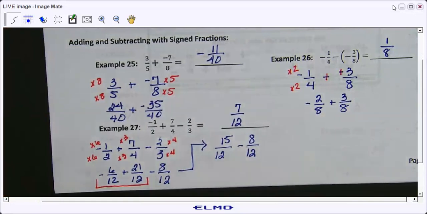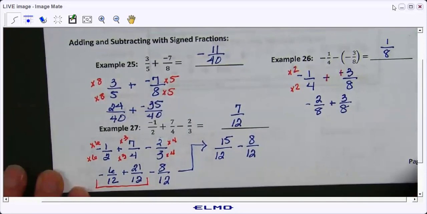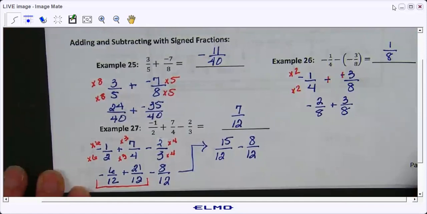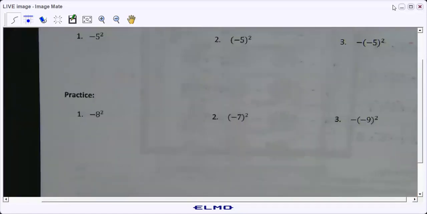Let's move on to page 4. Were you guys able to finish that? Okay, let's go to the back. I'm gonna do 1 through 3 with you, then you're gonna do practice 1 through 3 on your own. And there is probably going to be a new rule unless you learned it in pre-algebra already.